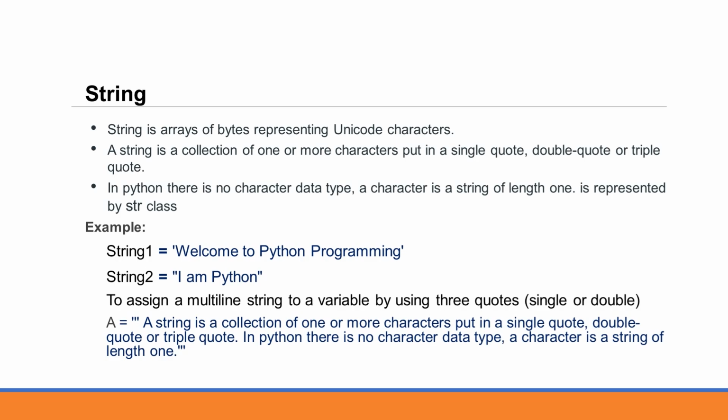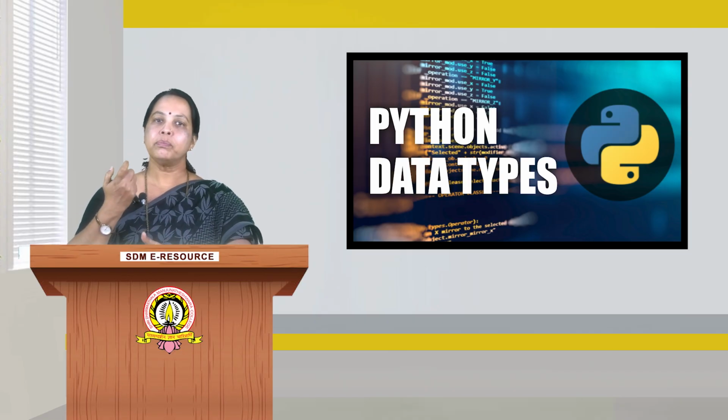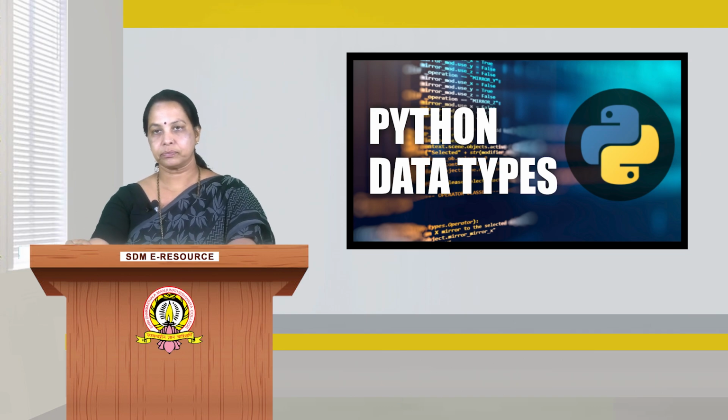And in Python, there are no two separate types under string like character and string; both are considered as one. A character, one single character, is also considered as a string type of length 1. So, there is no character data type separately in Python. A character is a string of length 1 and is represented in the built-in str class.